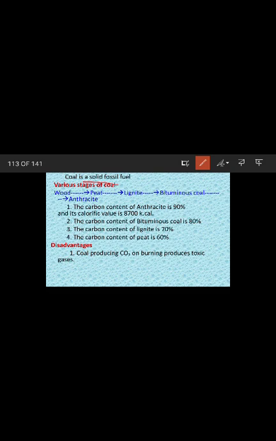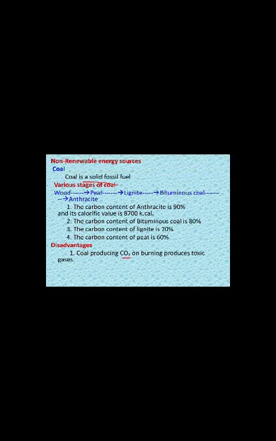The carbon content of the anthracite is 90%, and the calorific value is 8,700 kilocalories. The carbon content of the bituminous coal is 80%, the carbon content of the lignite is 70%, and the carbon content of the peat is 60%. Always the anthracite contains the highest percentage of carbon. Let us see some disadvantages. Coal produces carbon dioxide on burning and produces toxic gases.